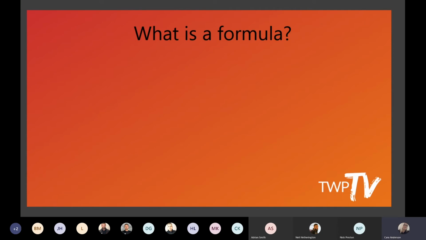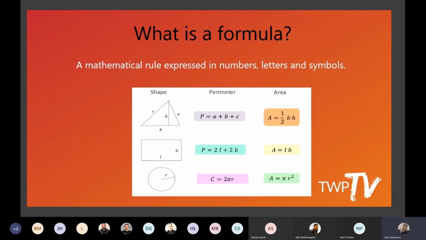Although we're going to focus on perimeter and area today, to be able to work out perimeter and area, you need to know what a formula is. So I just wanted to have a quick recap on formula, just so you don't get confused as we go in. A formula is basically a mathematical rule which is expressed in numbers, letters, and symbols. Some formulas can be quite confusing. You don't necessarily know what you need to do in what order.